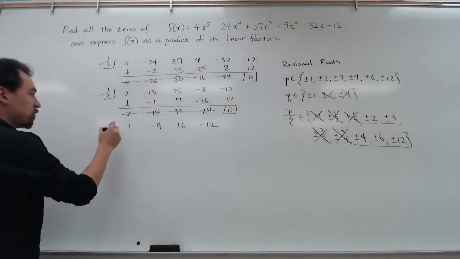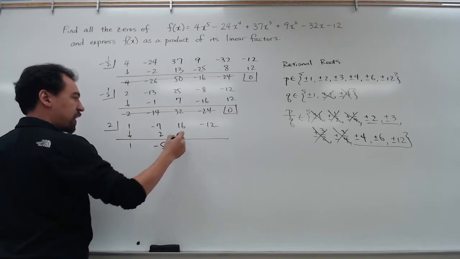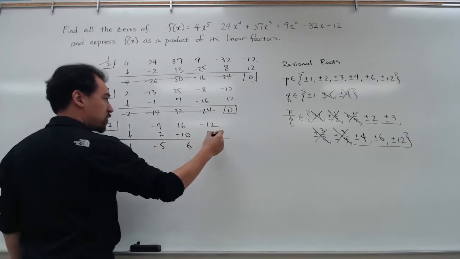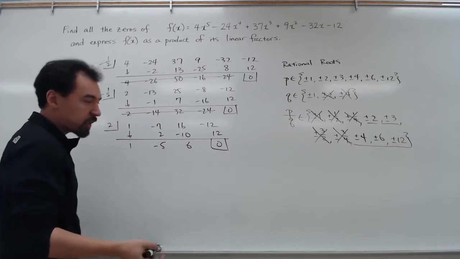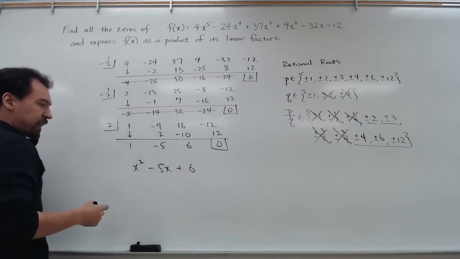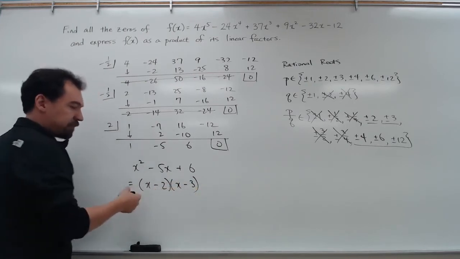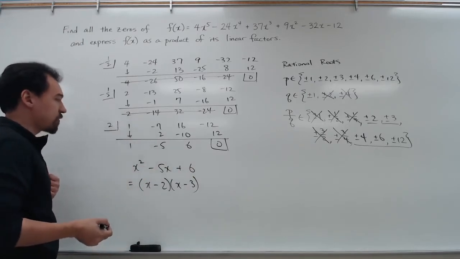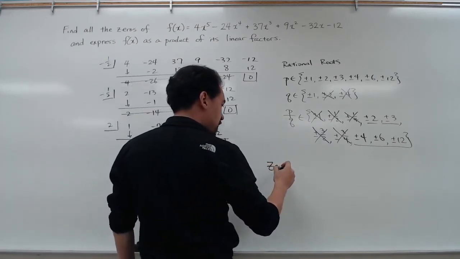Why don't I try 2? So I'm going to try 2. 1. Go to 2, that's -5, -10, it's +6, sorry. And then multiply by 2 is 12. It worked. Okay, now here I'm down to a quadratic. So I can immediately write down x squared minus 5x plus 6 and recognize that that is factorable to x minus 2 and x minus 3. And even if I didn't recognize that, I could do the quadratic formula, let this equal 0, and then get my zeros there.